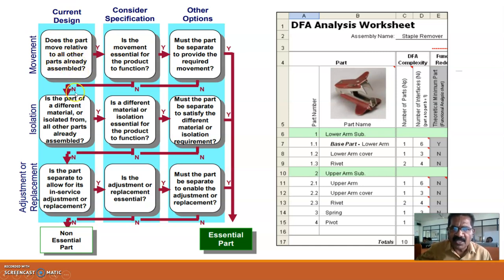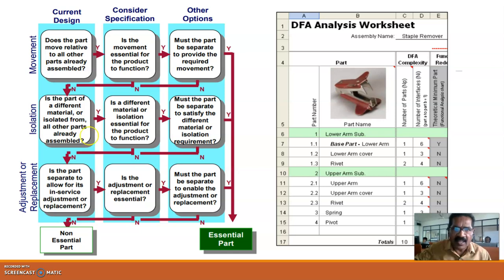If the answer is no, then straight away it is a candidate for removal, or a candidate for deletion. I need not have that part. I can try and combine the two parts together. Now, is a part a different material or isolated from all other parts? No. If it is no, is a part separate to allow for its in-service adjustment or replacement? Still, if it is no, then it is a non-essential part. That part is not required at all.